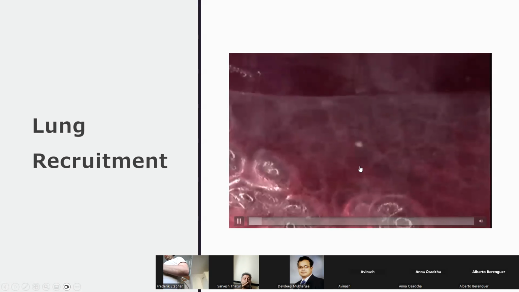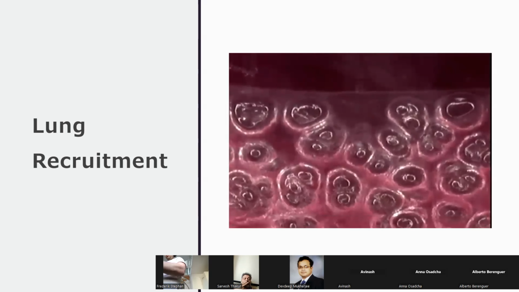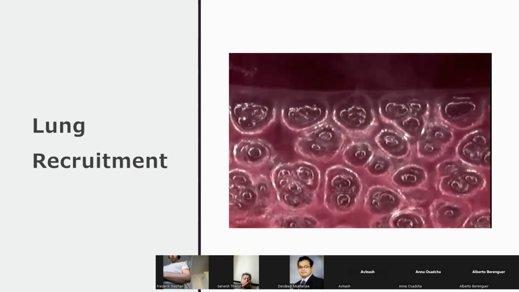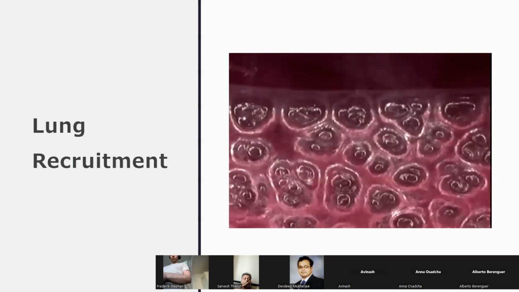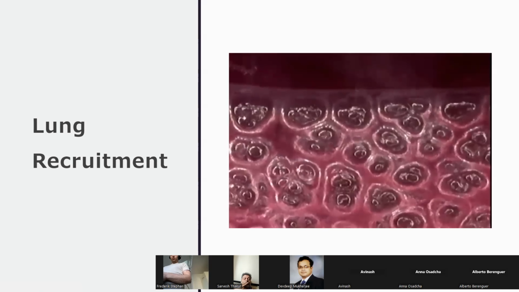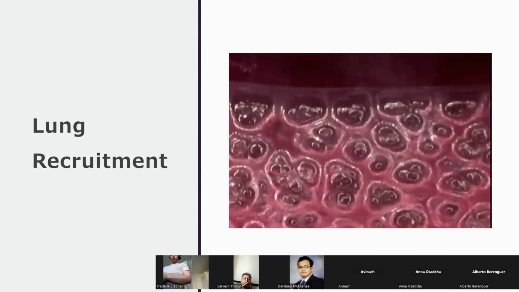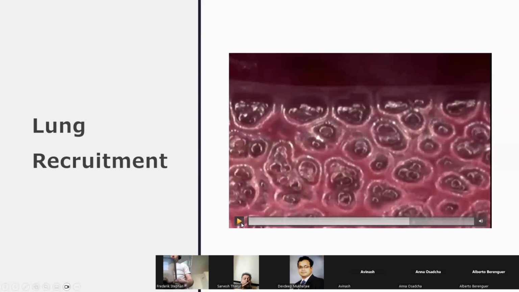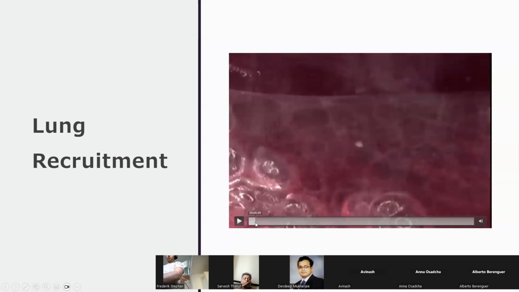Again, just another example of PEEP and recruitment. So PEEP of 5, now going up to a PEEP of 7, you'll see more alveoli open up, alveolar stability. So if you look at your lung ultrasound, and this is really important, I'm just going to play this video again right from the beginning.